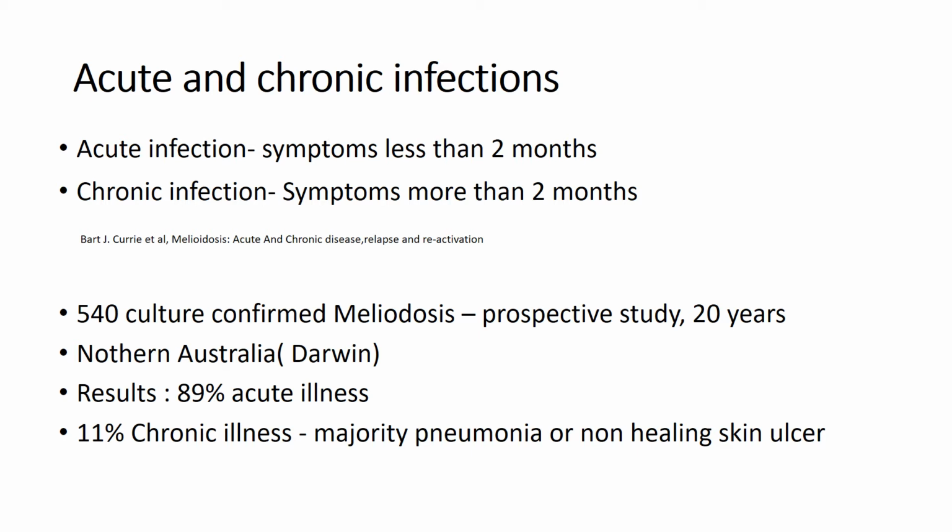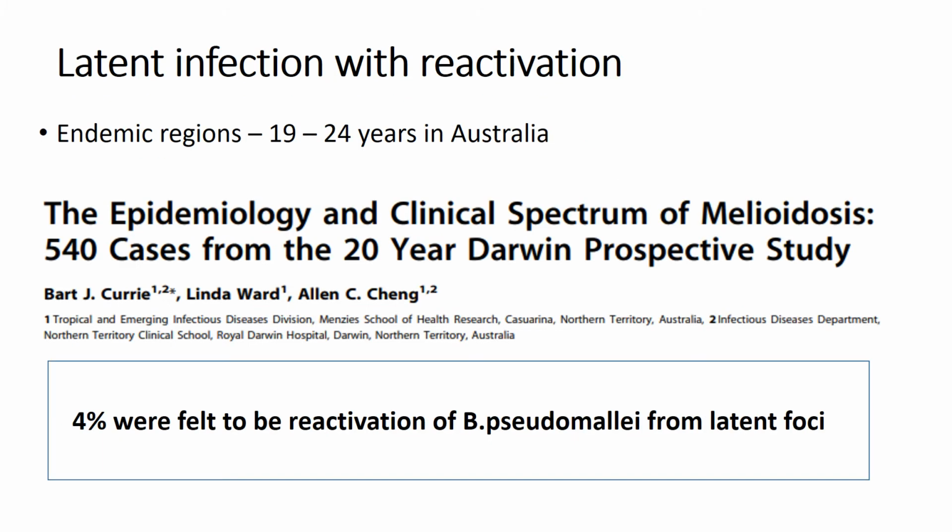The results were 89% of the patients over this 20-year prospective study were actually presenting with acute illness. That's 89% of them, and the chronic illness made up 11%, and the majority of those in the chronic illness actually had pneumonia and a non-healing skin lesion. So the next question is, what's a latent infection with reactivation?